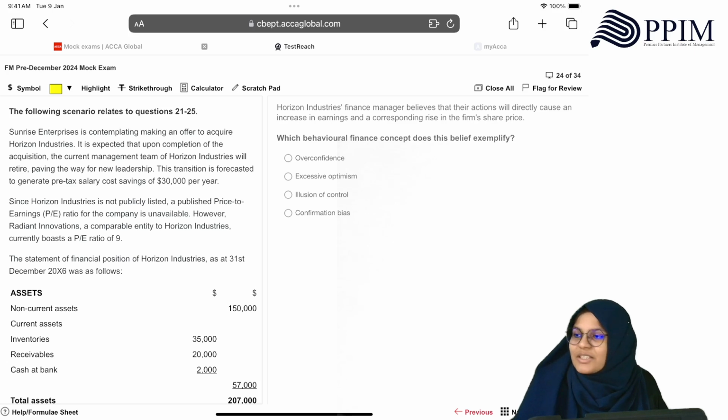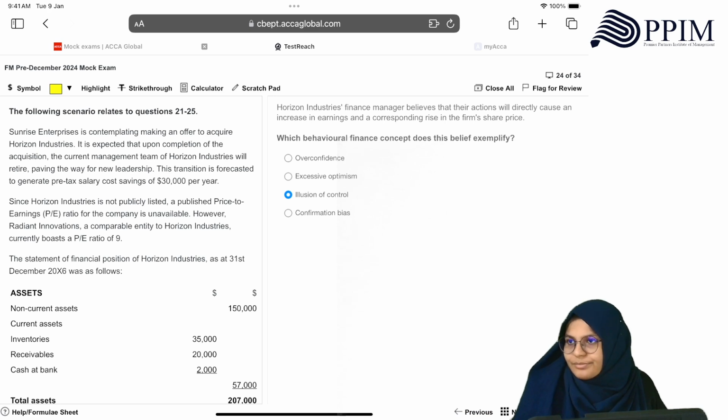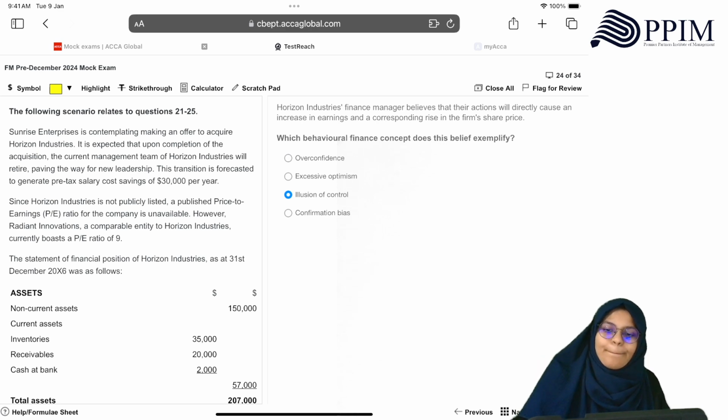So this kind of situation where we feel that we are doing the right thing, we call that illusion of control. Okay, so there is no way you would know this unless you have read that part of the study hub.